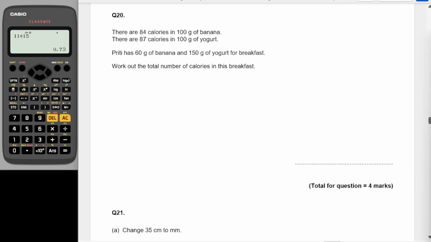Question 20. There are 84 calories in 100 grams of banana, 87 calories in 100 grams of yogurt. Prita has 60 grams of banana and 150 grams of yogurt for breakfast. Work out the total number of calories in this breakfast. So if we view it as a fraction, 60 out of 100 times by 84, that'll give us the number of calories in the banana. And then likewise 150 divided by 100 times by the 87. Then I want to add them together.